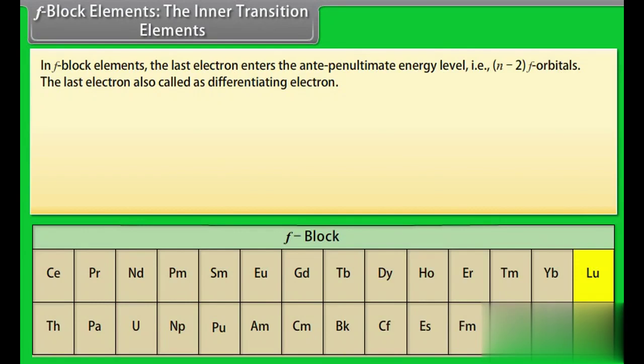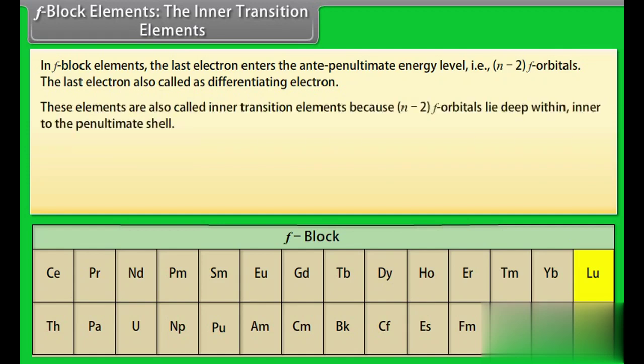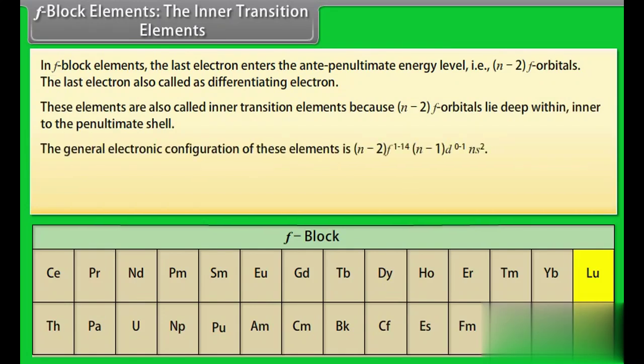F block elements. The inner transition elements. In F block elements, the last electron enters the antepenultimate energy level, that is n-2 f orbitals, where n can be 6 or 7. The last electron is also called the differentiating electron. These elements are also called inner transition elements because n-2 f orbitals lie deep within, inner to the penultimate shell. The general electronic configuration of these elements is (n-2)f1 to 14, (n-1)d0 to 1, ns2.